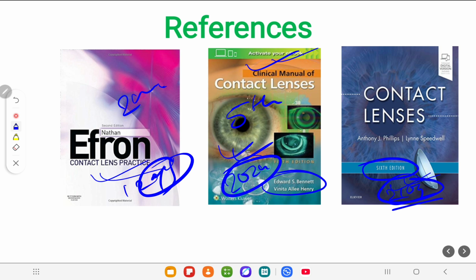They are recent books and they are very good books. So I think these three books will make a great combination. And Efron's other book on complications of contact lenses is a great book. So these are the books that will be sufficient for an optometry student on your journey. So I think that's all. Cheers.